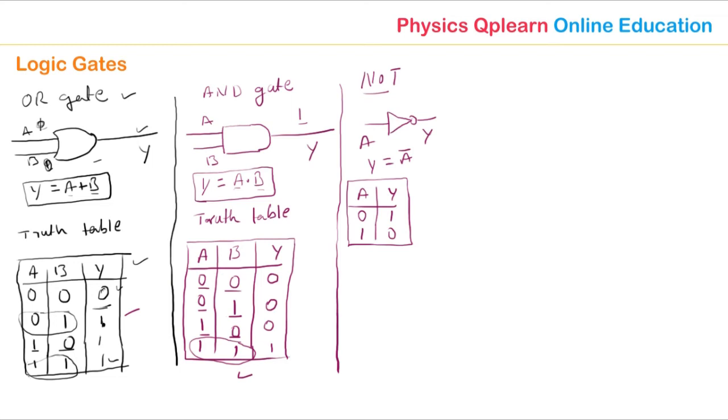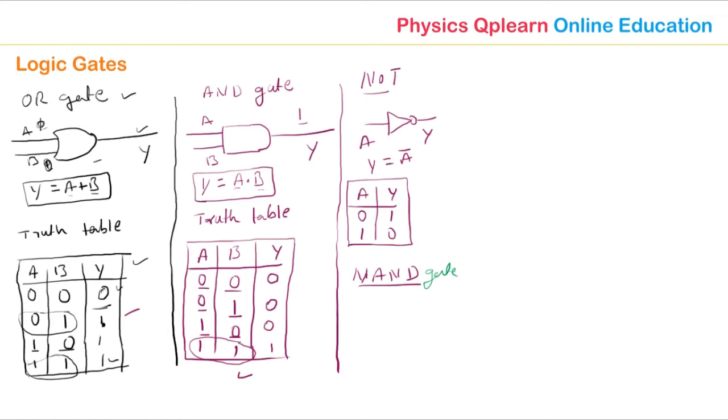Clear? So after the NOT gate, there is one more gate, that is the NAND gate or NOR gate. You can take anyone. I will take the NAND gate now. So this is the new one, the NAND gate. First, what is the NAND gate? The NAND gate is also a logic circuit. It has two or more inputs, but it has only one output. So that is the NAND gate.